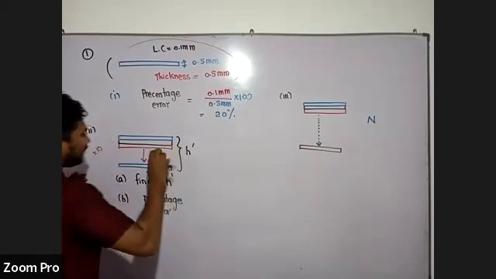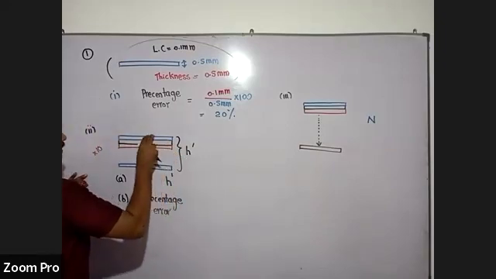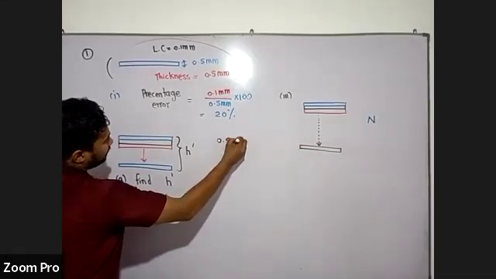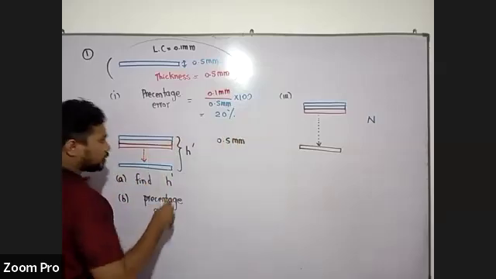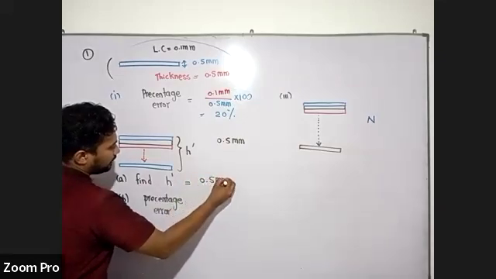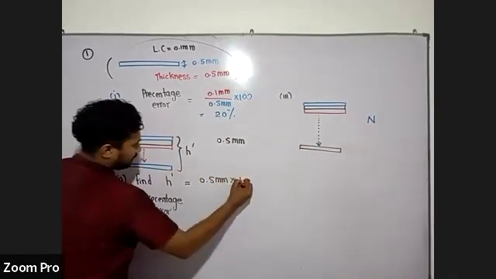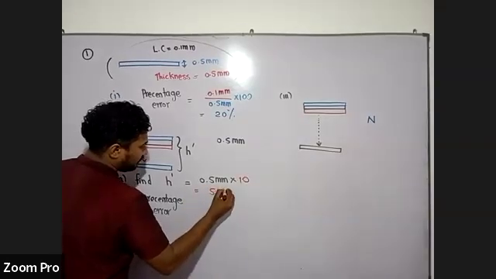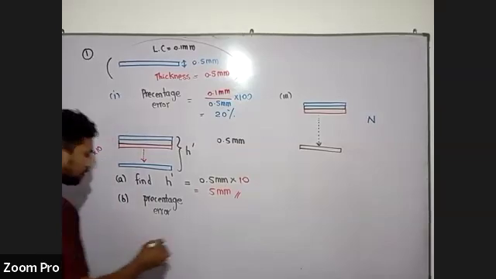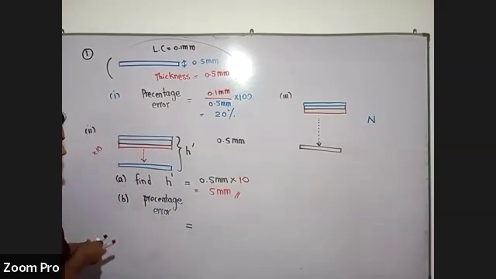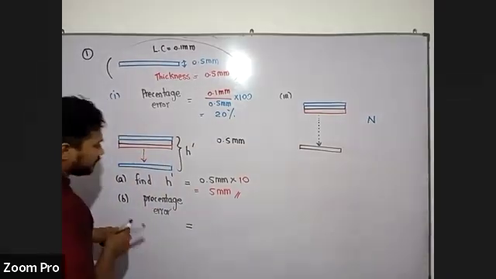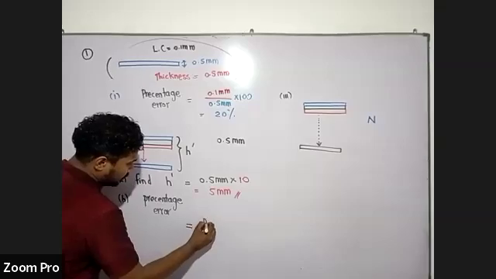In this instance, we have kept 10 sheets according to this diagram. So one sheet has a 0.5 millimeter thickness. If we kept 10 sheets, then H dash is equal to 0.5 millimeters into 10. So the answer should be 5 millimeters, right? Okay. Now when obtaining the percentage error at this instance, most of the students made a mistake when substituting the values for maximum possible error.